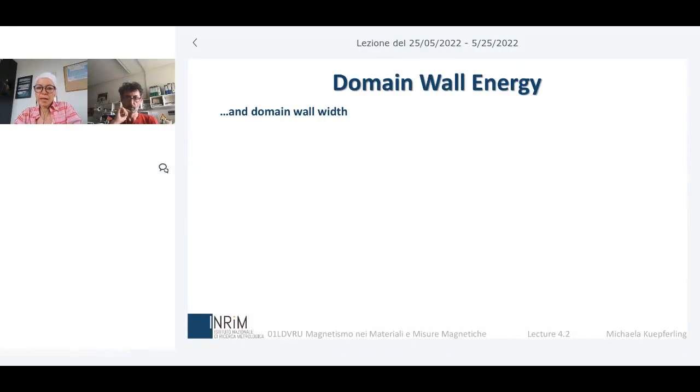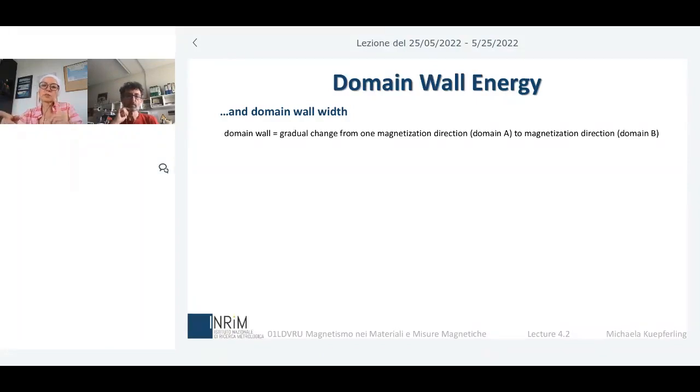What is the domain wall energy and what is the domain wall width? So let's analyze a little bit more these domain walls. So the domain wall itself, let's make a summary, is this gradual change of the magnetization direction from one domain to the neighboring domain.